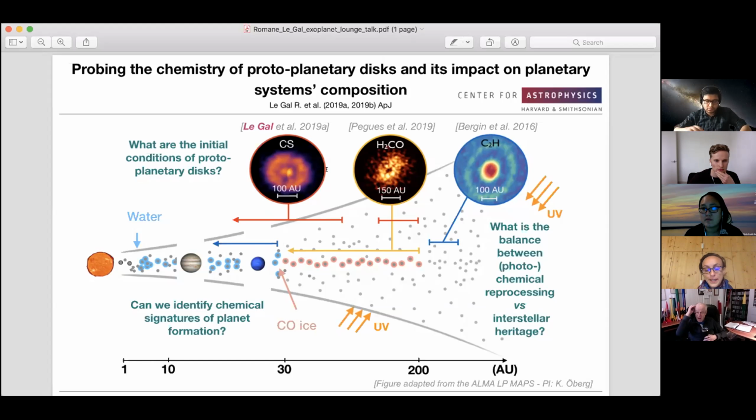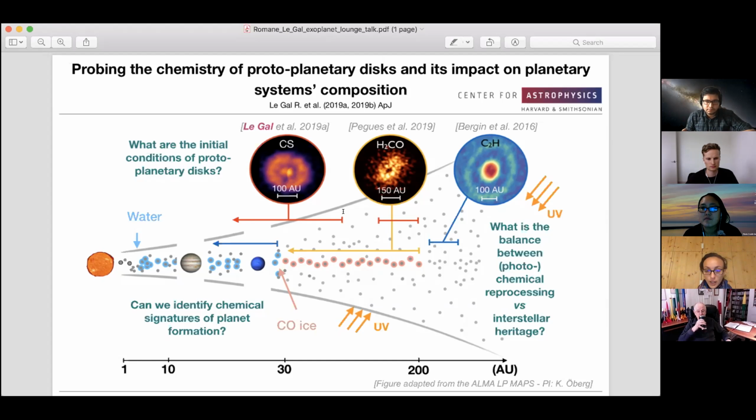During the past 5 years, mostly, we see some of the major species that are detected in disks, with CS, formaldehyde, small organics, and C2H. Each of these molecules is probing a different region in disks, and is supposed to trace a different layer in your disk. So this can give us a lot of information, not only on the chemistry, but also on the physics that is occurring in these disks.